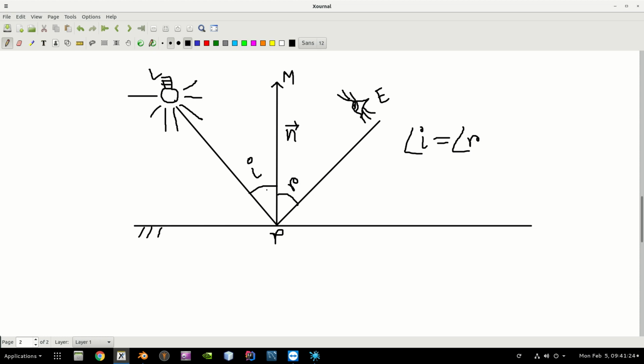Okay, so what I was saying is that, let's say I want to see this point P. The only way I could see that is if a light ray falls on that point P and comes back to my eye. And for that, I need to know the surface normal, because otherwise I won't be able to calculate the reflection angle. Because I want to know what the incidence angle is.